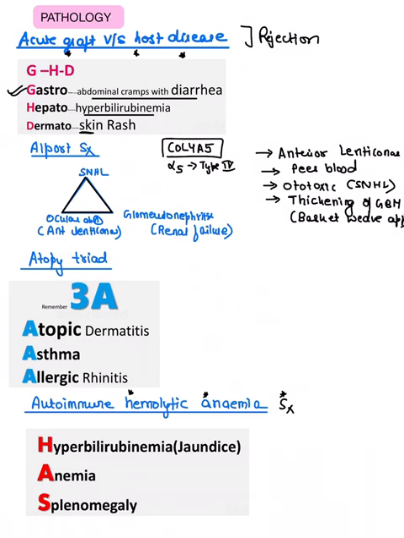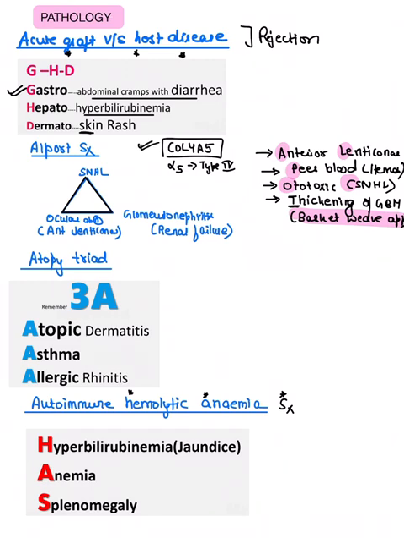Okay, now coming on to Alport syndrome. Basically, this is a disorder of the kidney. So what happens in Alport syndrome? See, AL is anterior lenticonus. P, it pees out blood, meaning the patient presents with hematuria. O means ototoxic, it causes sensorineural hearing loss, and T means thickening of the glomerular basement membrane. This is known as the basket-weave appearance, which you see on electron microscopy. So this is the typical triad.